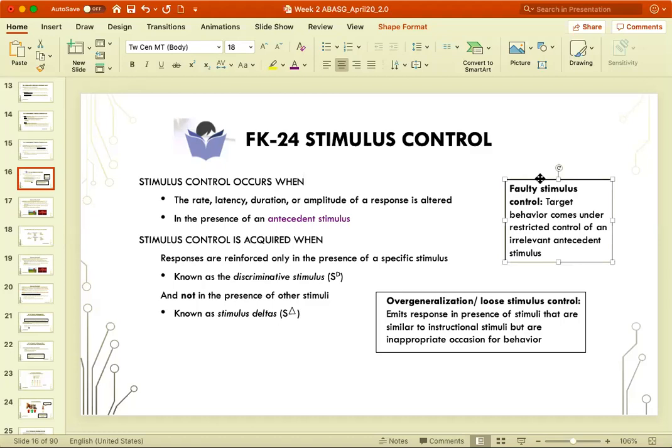Then we have overgeneralization or loose stimulus control, where the individual emits a response in the presence of stimuli that are similar to instructional stimuli, but are inappropriate occasions. So that's where every animal with 4 legs is now a dog. You show them a picture of a horse and they're like, that's a dog. It has loose stimulus control and he is overgeneralized. So you conceptualize them as opposites, right? Faulty is too narrow, irrelevant antecedent stimulus. Overgeneralization is too wide or too loose.